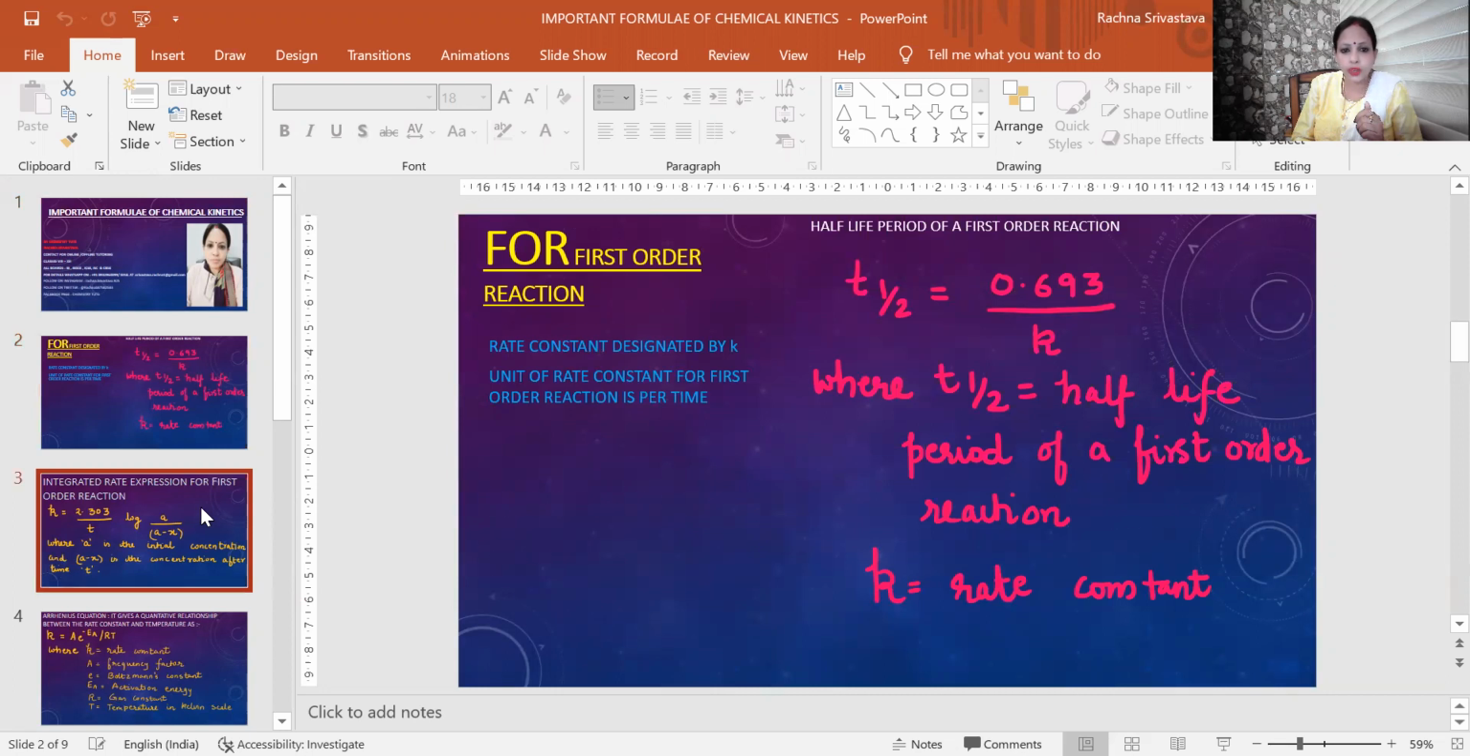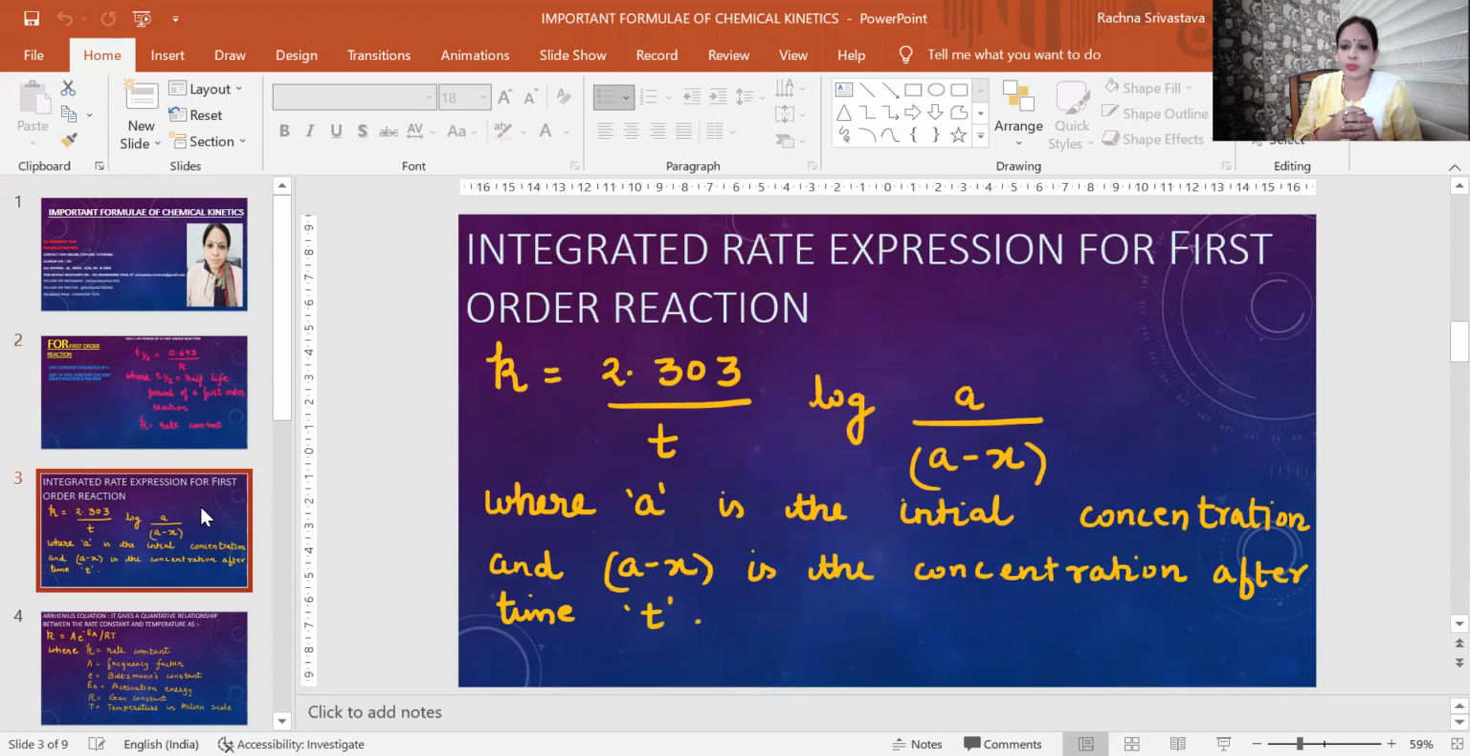Then comes the next one, the integrated rate expression for the first order reaction. What is this integrated form of first order reaction, children? The formula says K is equal to 2.303 divided by T log A upon A minus X, where A is the initial concentration and A minus X is the concentration after time T. Again, this is very important: you input the values and you can calculate either time or the rate constant. Whatever is the subject of the question, you can use the formula for that particular purpose.